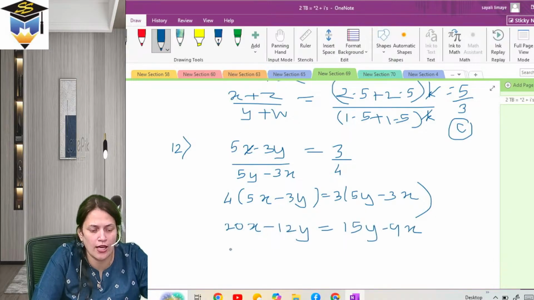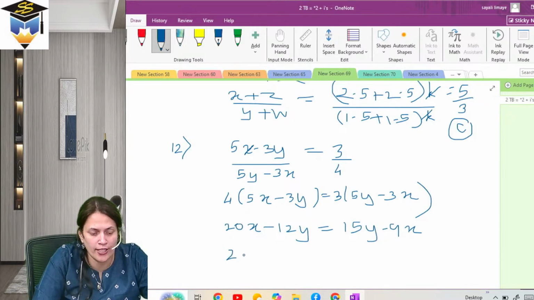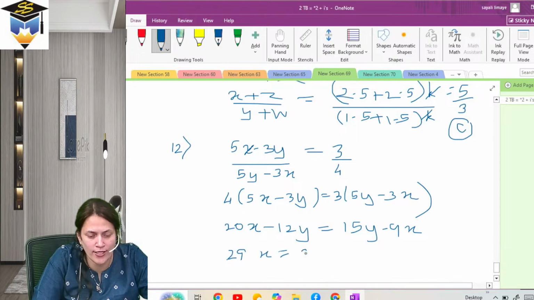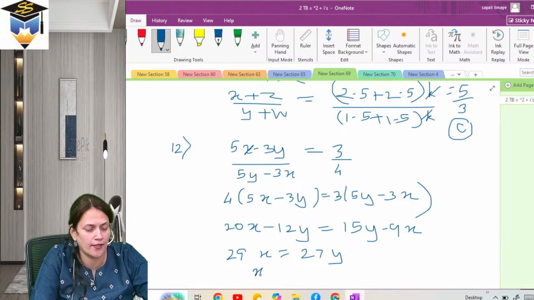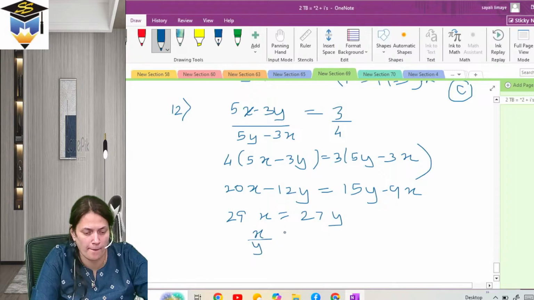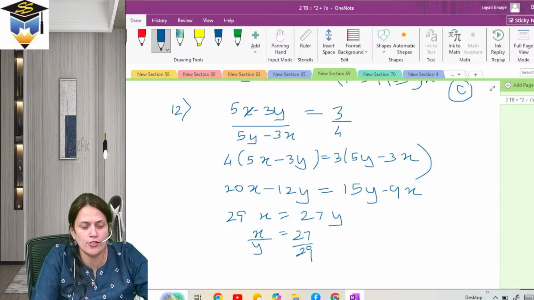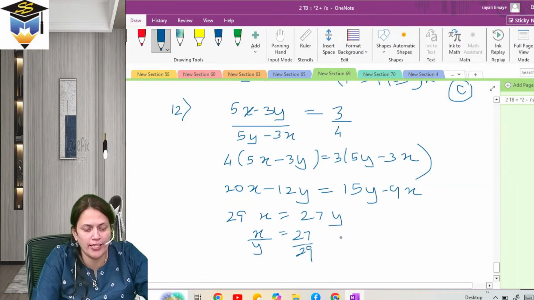Okay. So we will take x terms on one side and y terms on the other. So 29x is equal to 27y. So x upon y will be equal to 27 upon 29. So that is going to be nothing but none of these. Option is going to be D, none of these.